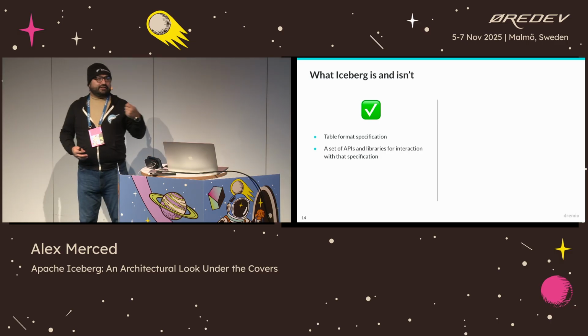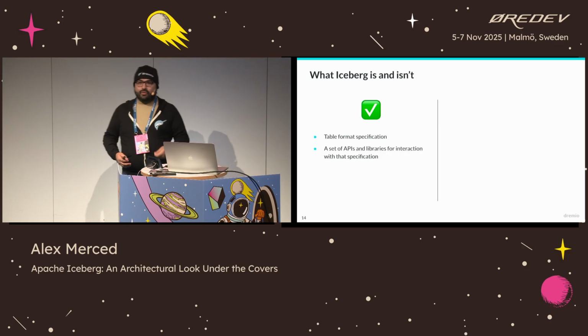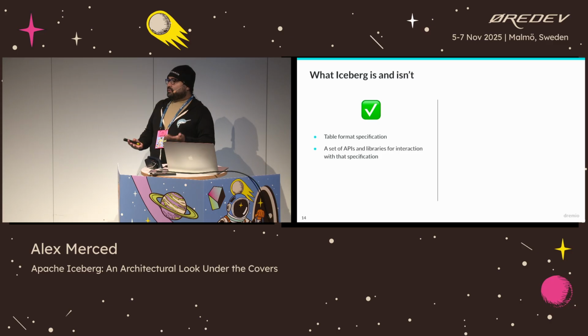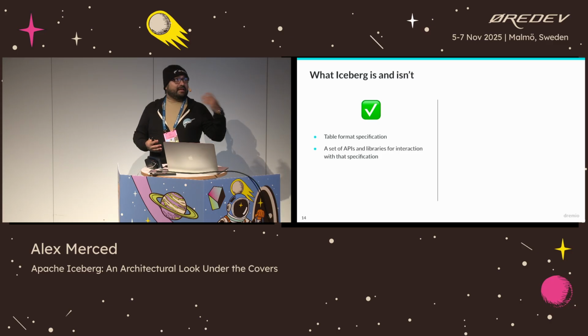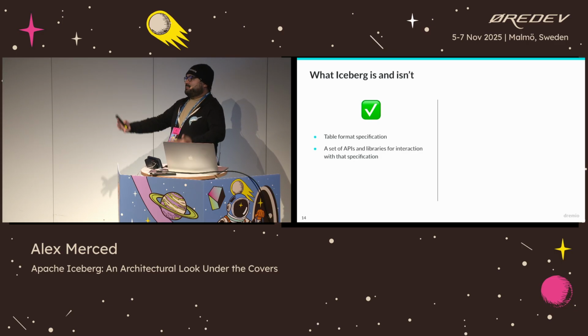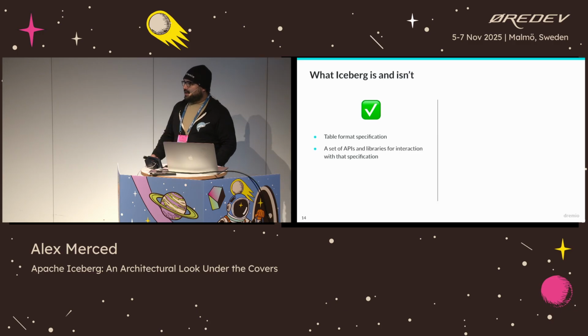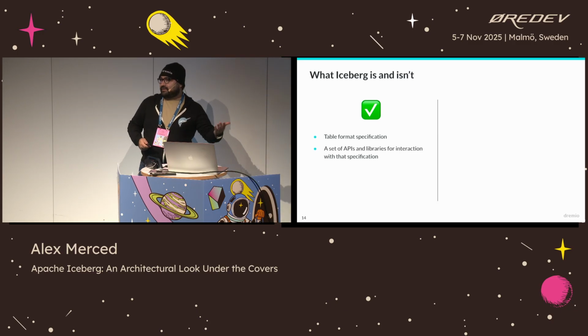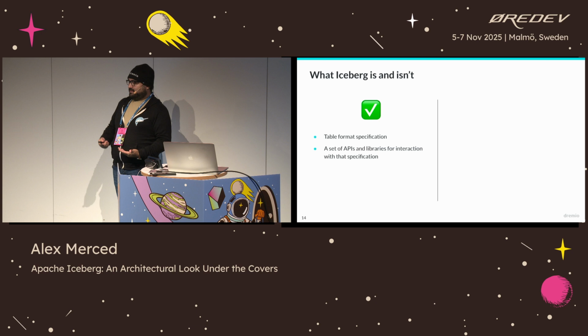There are APIs in Java, Python, Go, Rust, and now a C++ library. So if you're building tooling in these languages, it's easy to adopt Iceberg because you have libraries that help you read and write to that metadata standard without having to re-implement all of that. So it's about creating a standard and then creating the tools for you to adopt the standard.